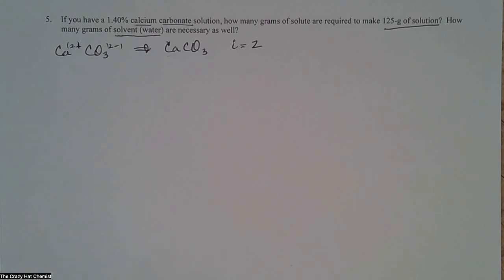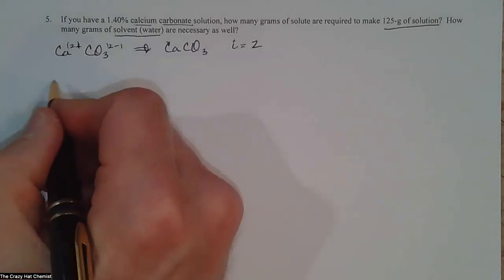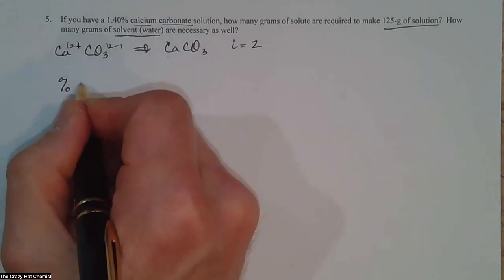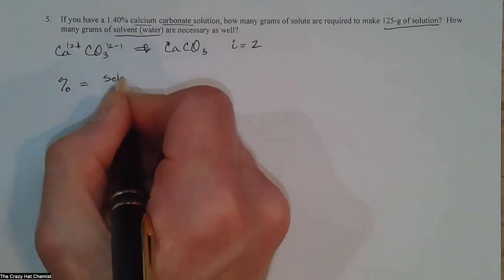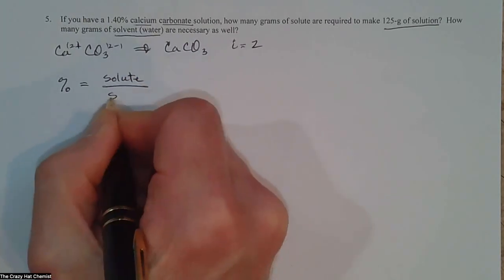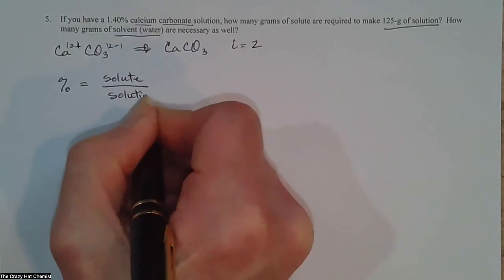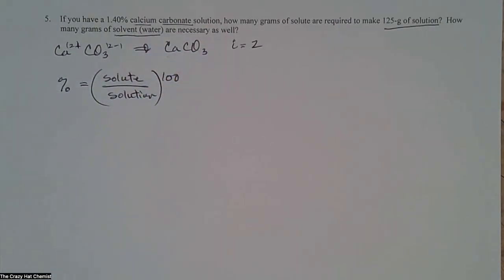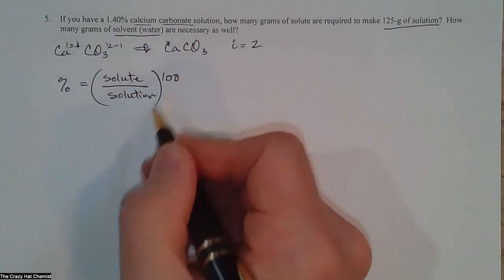All right, so now what we're going to do is write down the equation for a percent solution. So percent solution is going to be the following. Percent is equal to the solute over the solution times 100. That's not to the power of 100, it's just times 100.